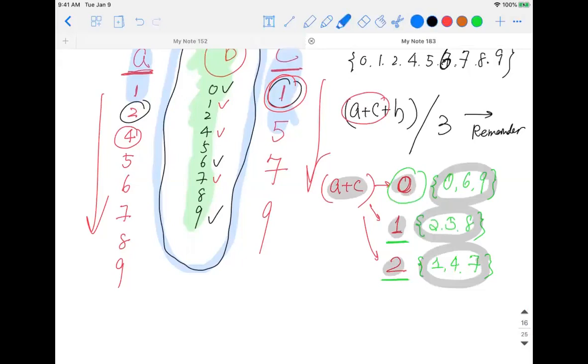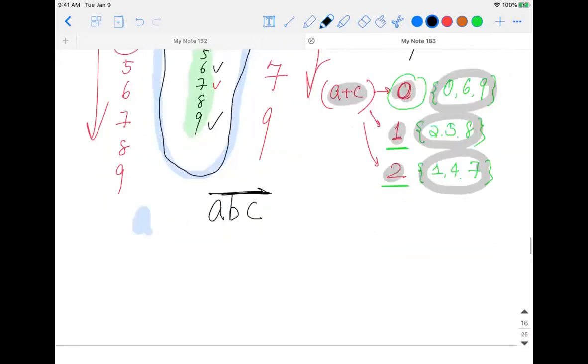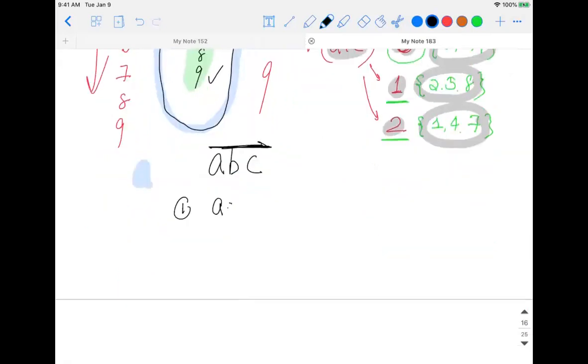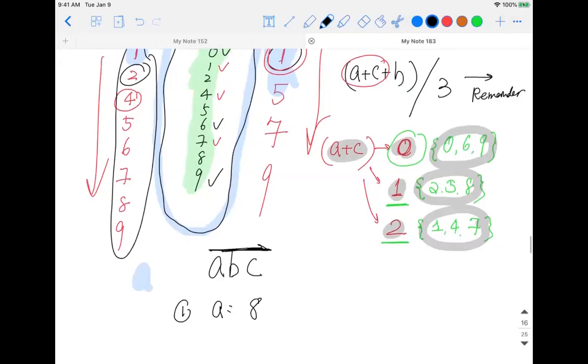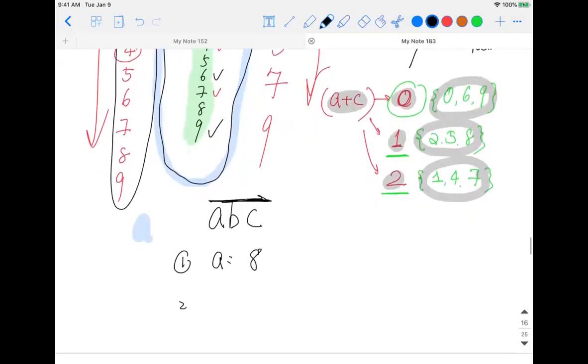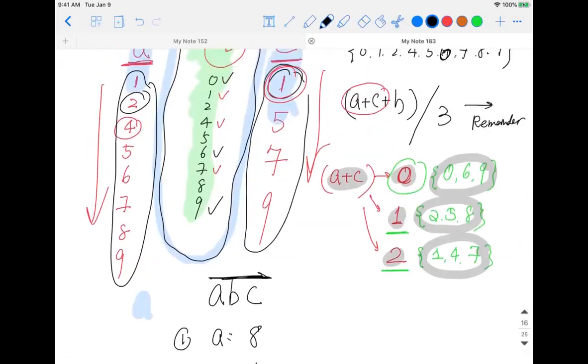In order to determine these 3 digits, A, B, C, right? Step number 1, I need to determine A. A is easy. There are 8 values for A. Step number 2, I want to determine the C value. C value is actually easy. There are only 4 cases for C. See?